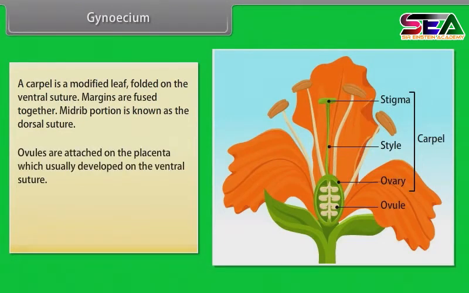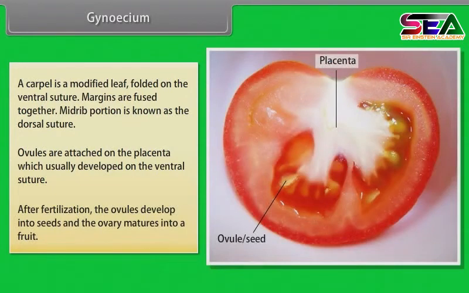Ovules are attached on the placenta, which usually develops on the ventral suture. After fertilization, the ovules develop into seeds and the ovary matures into a fruit.